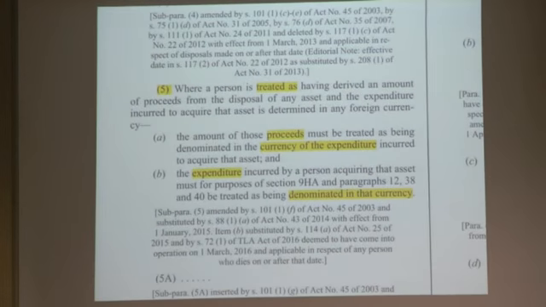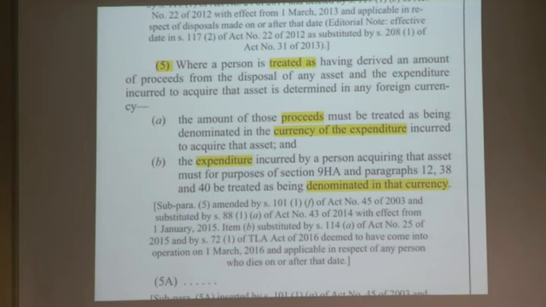there's no 3 and 4. So then the next one is sub 5. It's just a principle that is important. And it says, where a person is treated as having derived an amount of proceeds from the disposal of the asset, and the expenditure was in a foreign currency, then the proceeds must be treated as being denominated in the currency of expenditure, and the expenditure incurred by the person acquiring the asset must be treated as being denominated in that currency. You will see the reference to the sections there, or paragraphs. It's section 9HA, paragraphs 12, 38, and 40.